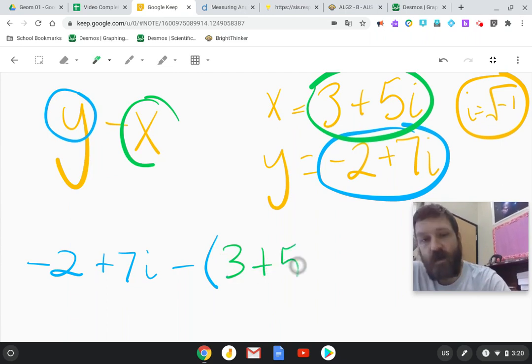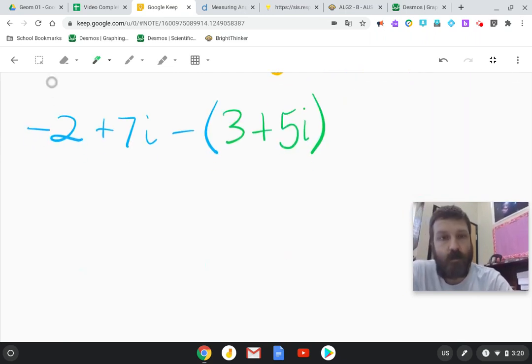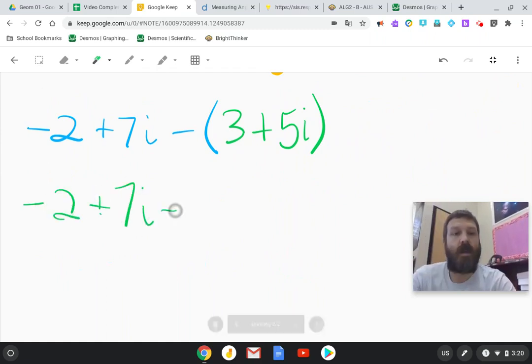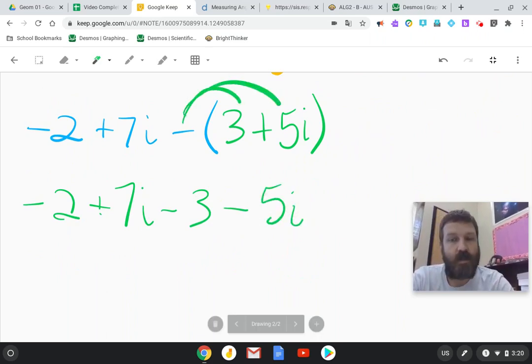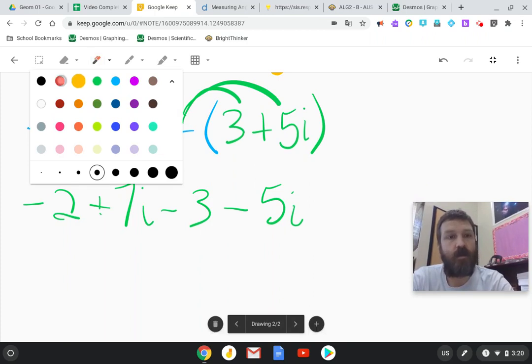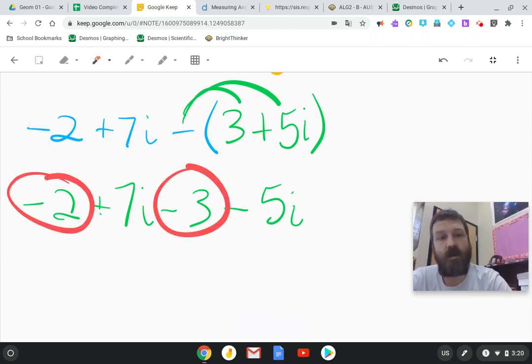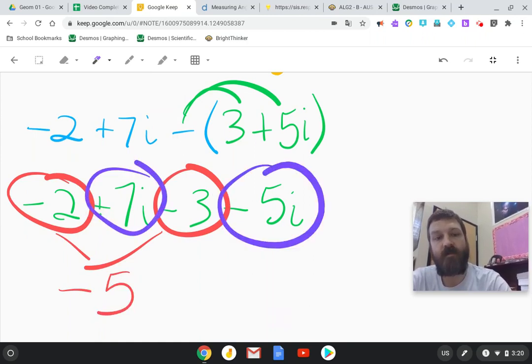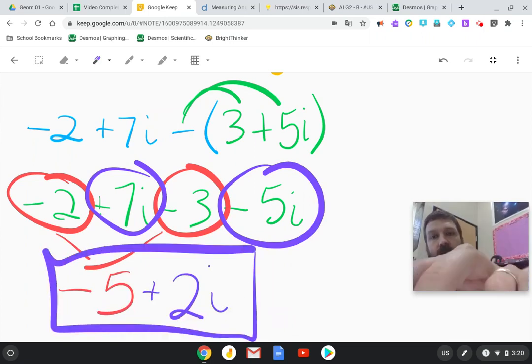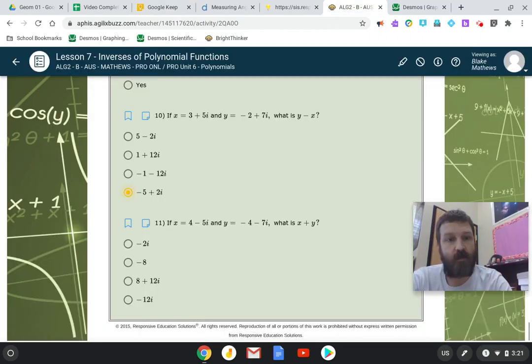3 plus 5i. So then it's going to be negative 2 plus 7i minus 3 minus 5i, because this negative gets distributed. And then we just combine like terms. The negative 2 and the negative 3 go together to make negative 5. And then 7i minus 5i, 7 minus 5 is 2i. And so that would be the final answer. I think that is one of our answer choices: negative 5 plus 2i. So there you go.